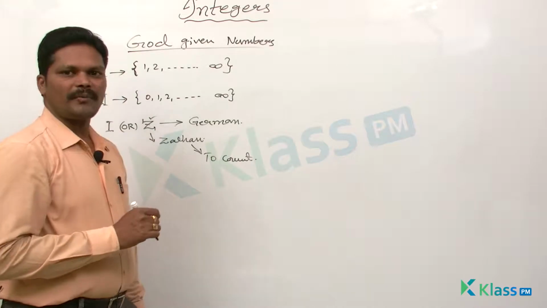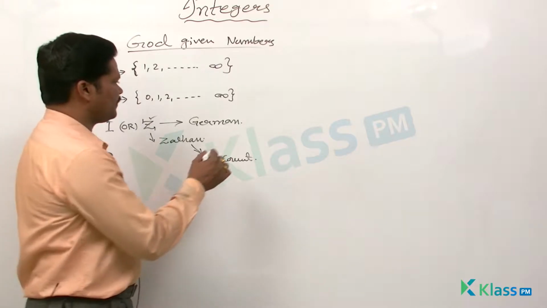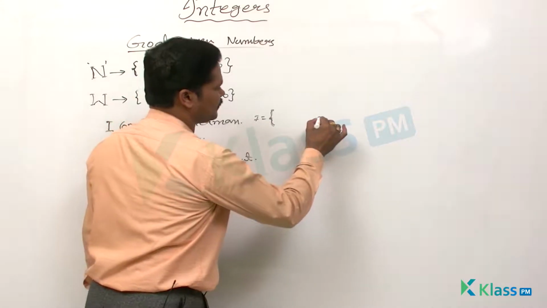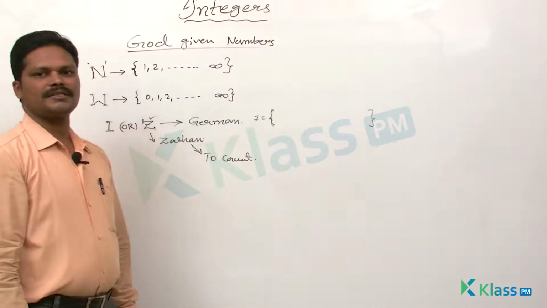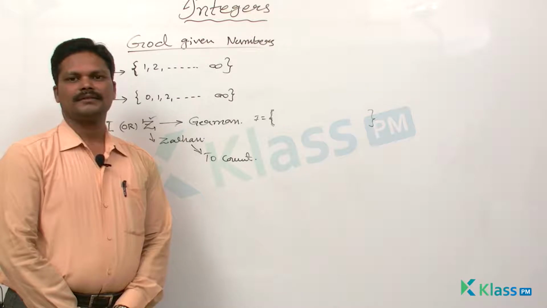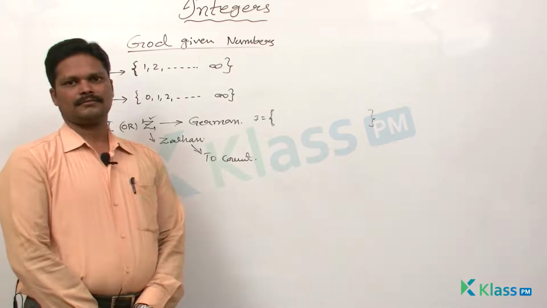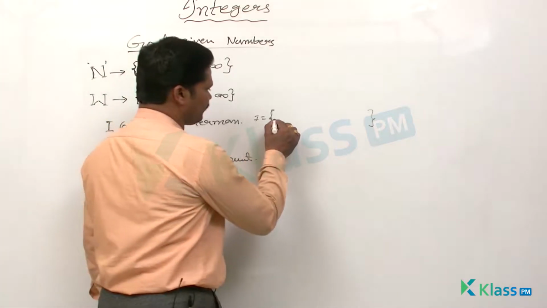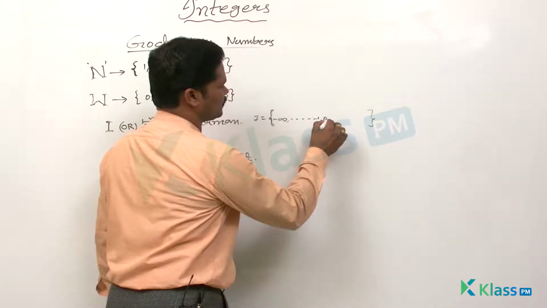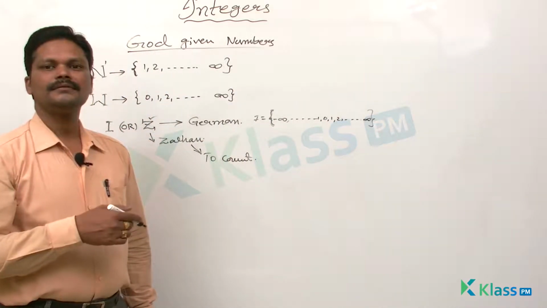Coming to the topic, we denote integers with I or Z. We show the integers with flower brackets. We know the natural numbers and whole numbers. How can we define integers? Complete whole numbers including negative numbers are called integers. So how can we take them? We take negative numbers from minus infinity to minus 1, 0, 1, 2, and so on, plus infinite. How can we say the negative numbers?